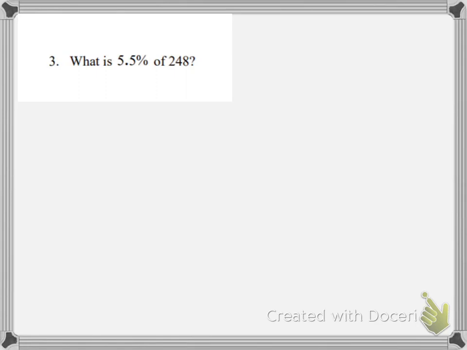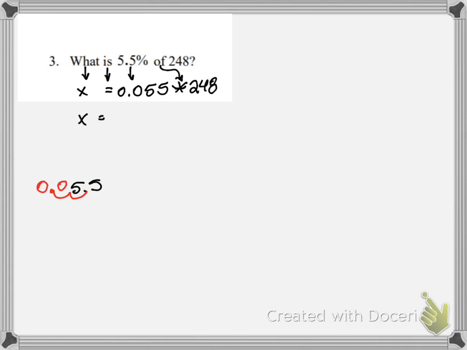Okay, how about this one? What is 5.5% of 248? So what becomes X, is becomes equals. 5.5%. So remember, if I'm converting this, then I need to move the decimal place over 2 spaces, and then I need to fill in the spaces with zeros. So 5.5% is 0.055. Okay, the word of means multiply, and 248 is 248. So 0.055 times 248, you can type that into your calculator and you get 13.64.